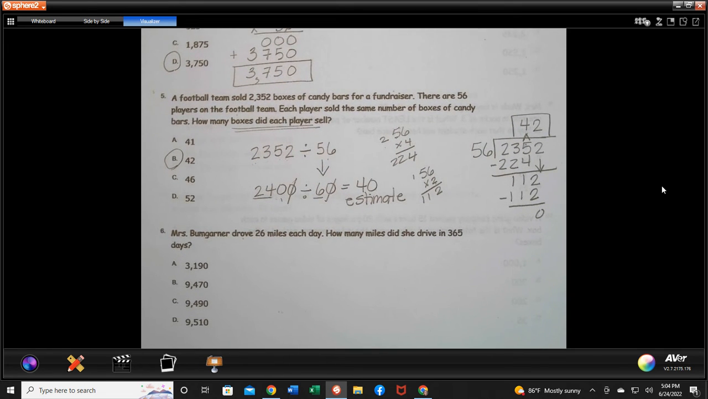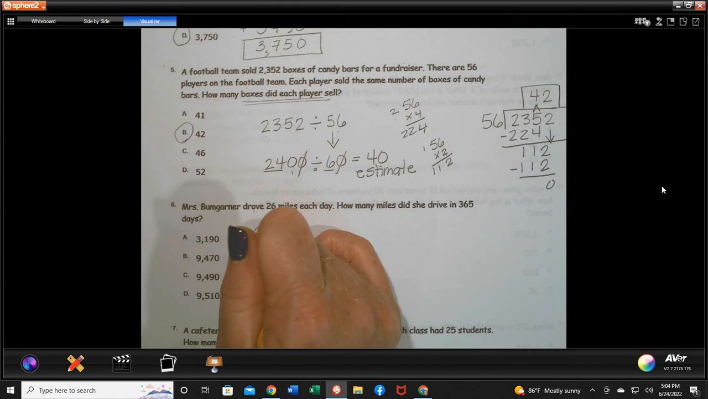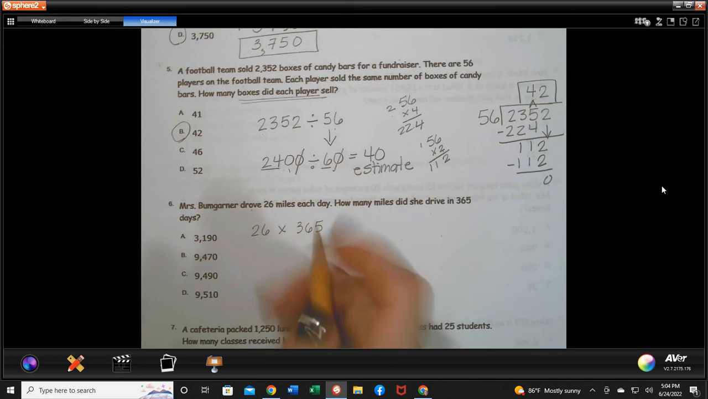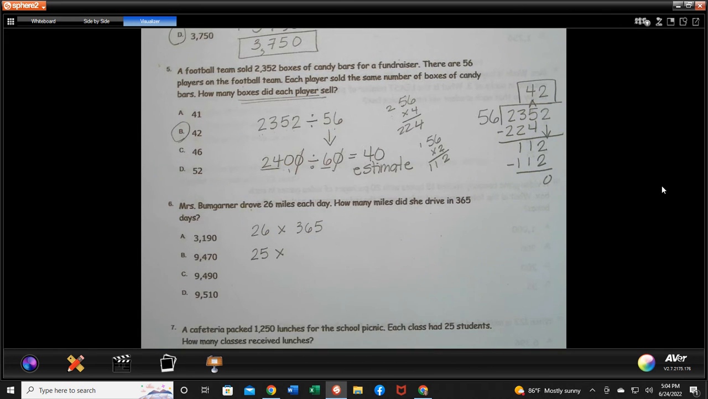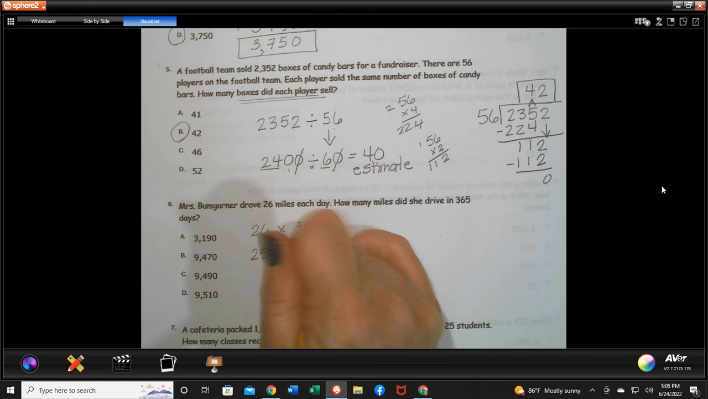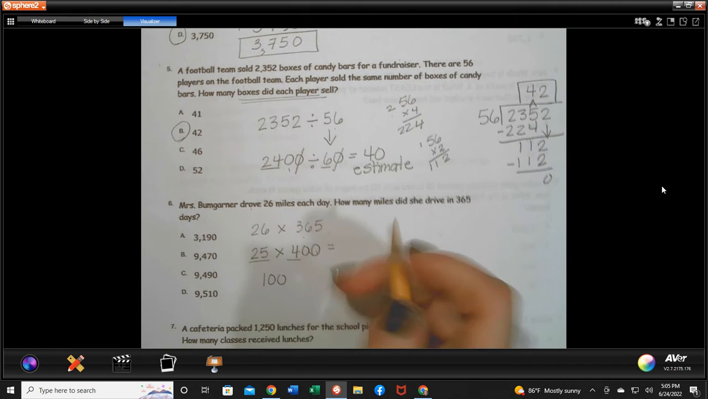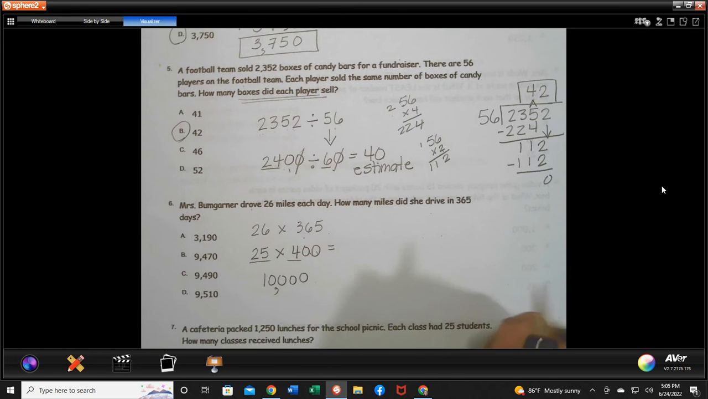All right. Number 6. Mrs. Baumgartner drove 26 miles each day. How many miles did she drive in 365 days? So I'm looking for this big total. So I know we're going to be multiplying 26 times 365. All right, I'm going to get a real quick estimate. I'm going to use 25 because I'm really good at counting by my 25s. And I'm going to round 365 to 400. So I know 25 times 4 is 100. And then I'm going to annex these 2 zeros. So I get an estimate of 10,000 miles.